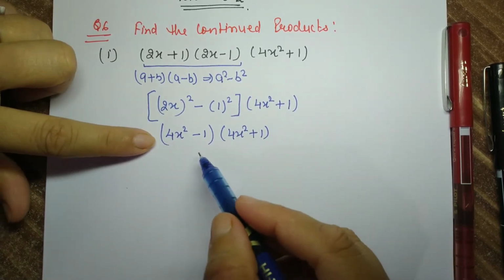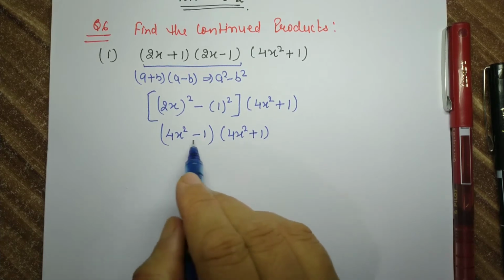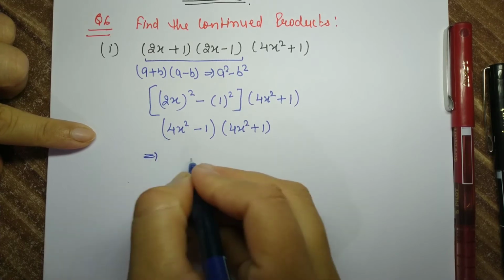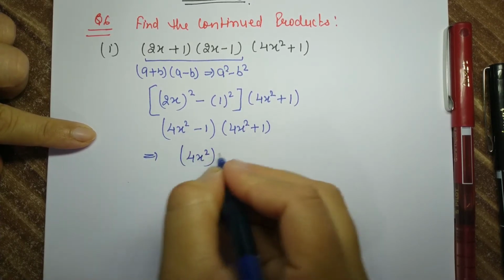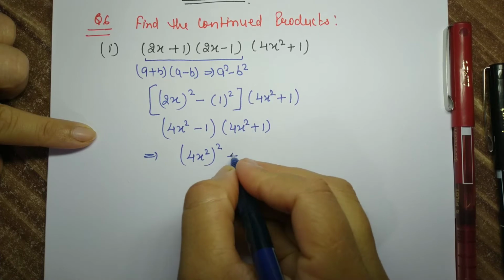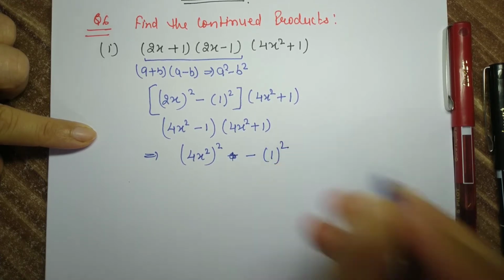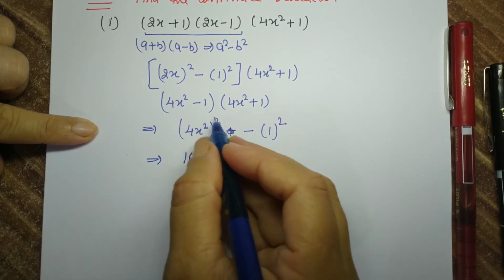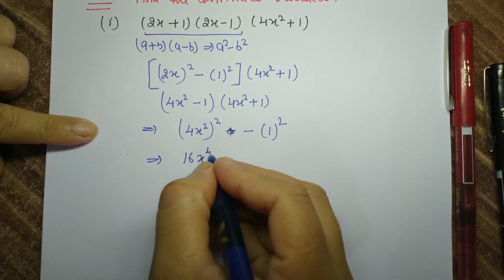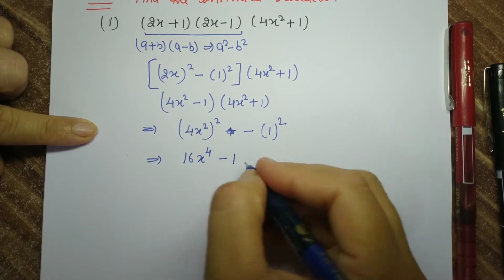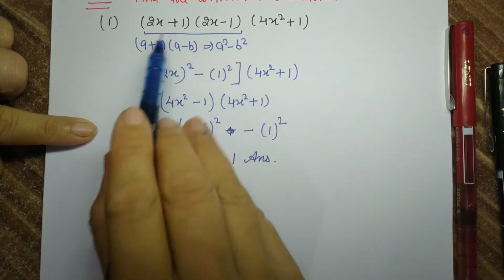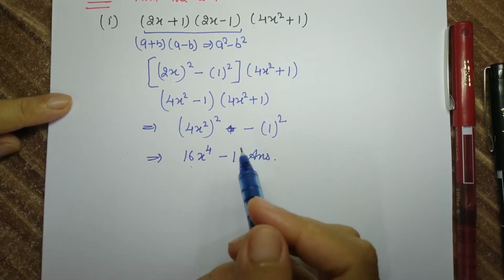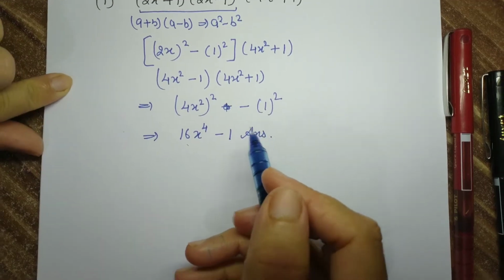Students, again this shows the same identity (a - b)(a + b), so we can solve it again. Then a², that means (4x²)², and minus b², that means 1². 4 squared is 16, and x² whole squared gives x raised to the power 4, and then 1. Now the continued product of these three numbers is 16x⁴ - 1.